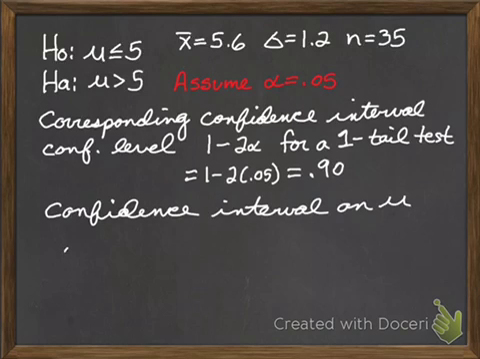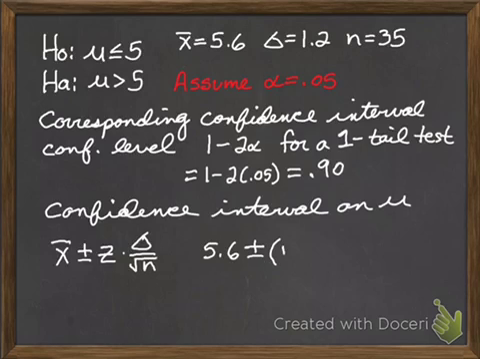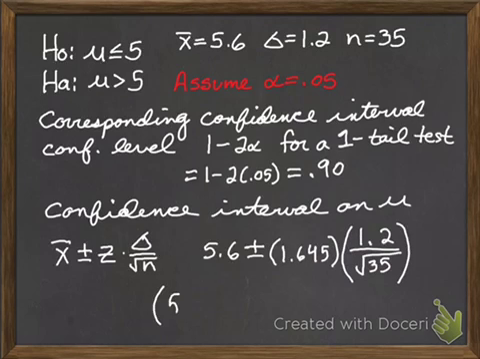So the confidence interval on the mean of the population mu is given by x bar plus or minus z times sigma over radical n. There's the formula. Let's plug in the values. 5.6 plus or minus 1.645 times 1.2 over radical 35. That gives us the interval 5.27 to 5.93.